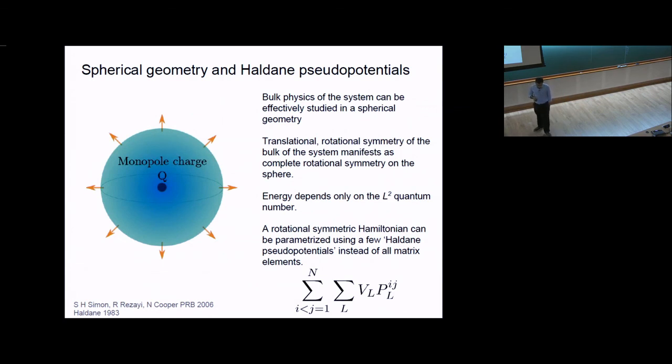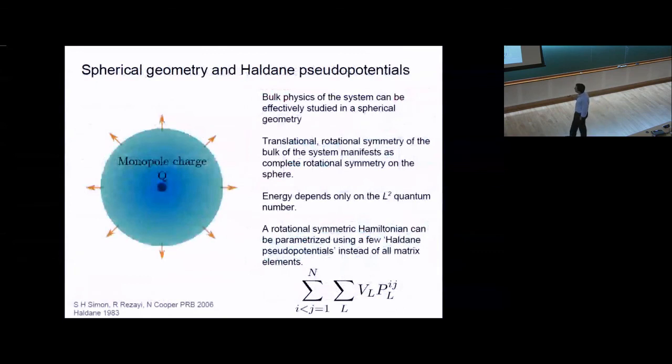If you have a rotationally symmetric interaction term on the sphere, the Wigner-Eckart theorem says that the energy of that interaction should depend only on the L-squared quantum number. For example, if you have a two-body interaction, the interaction should be a sum of two-body terms, with parameters V_L, which correspond to the energy of states with fixed angular momentum quantum number L. And these parameters, these energies of states at fixed angular momentum, are called the Haldane pseudopotentials.